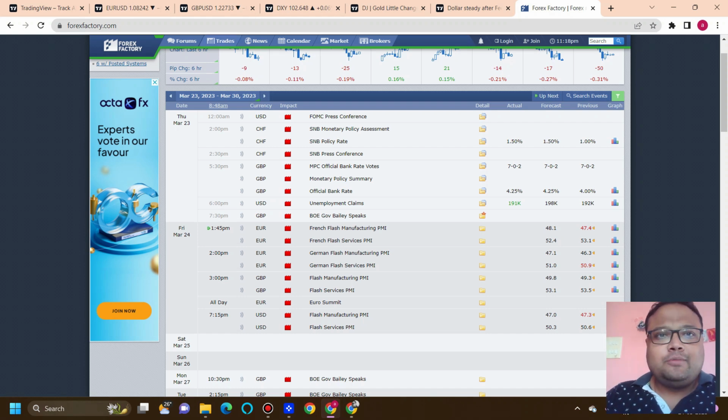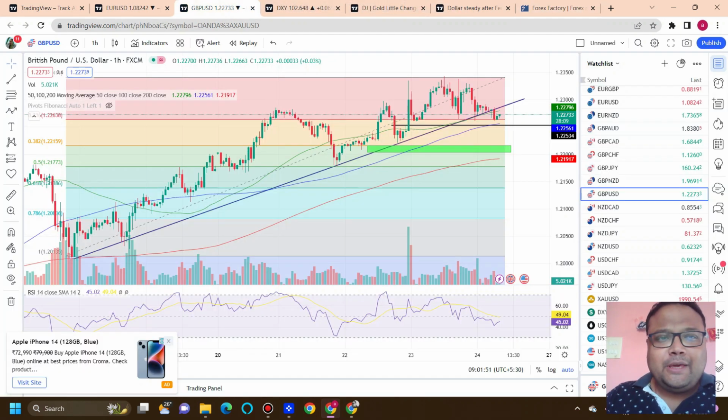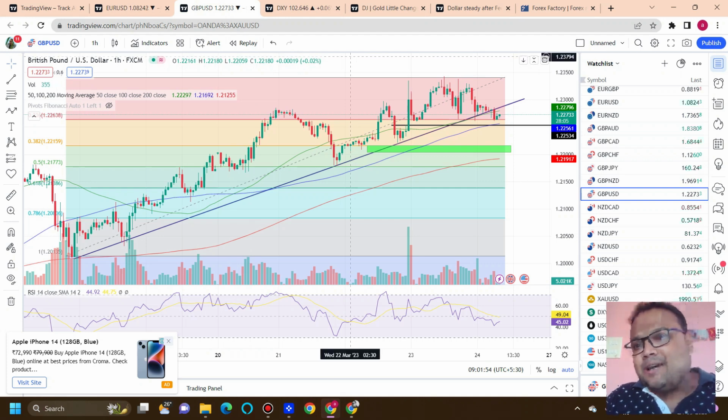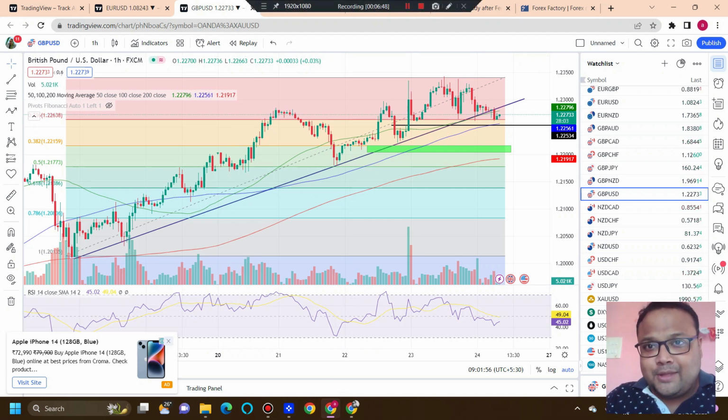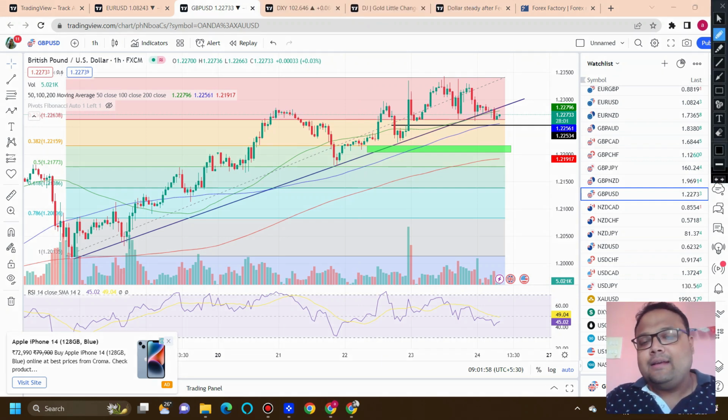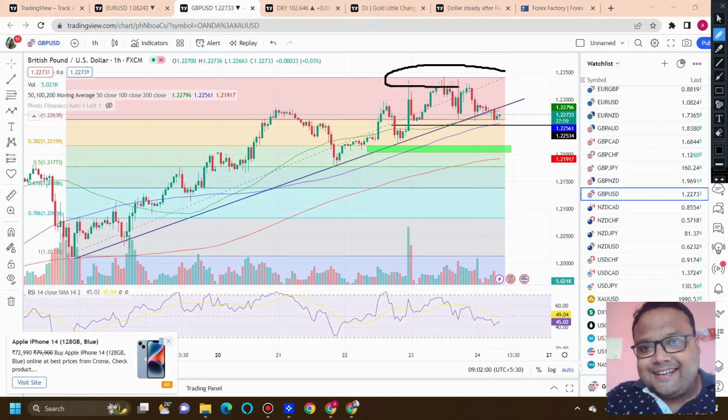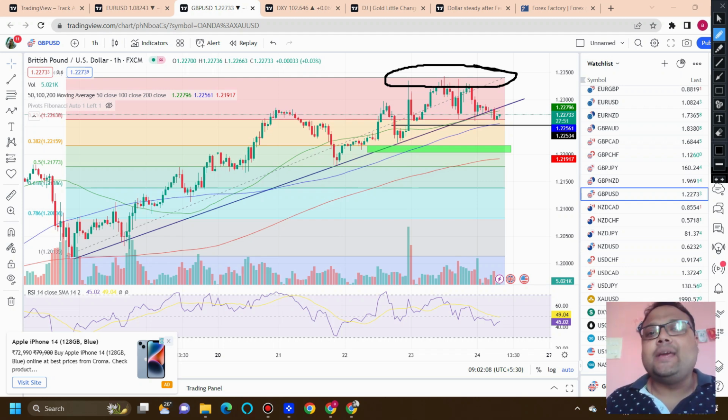Okay, so this is all about GBPUSD. If I have missed anything, please write it down in the comment section. I would love to learn from you. Lastly, I think that this level, the previous high made by the market, has the potential of acting as resistance, at least for this week. So this is the last thing I want to say about GBPUSD.